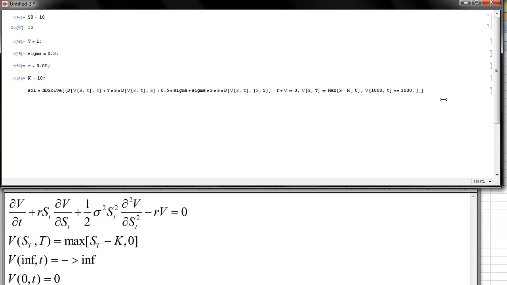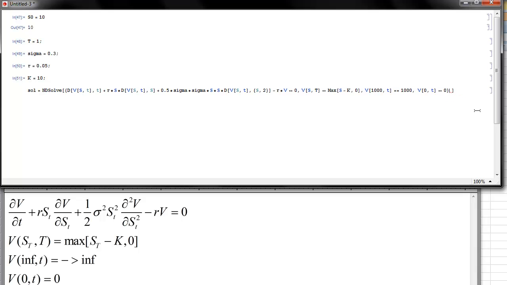And the last boundary condition says that if the spot price of the underlying is 0 at any time, the value of the call option also equals 0. Okay, and just afterwards, so this is one piece of code. This is just one block of the NDSolve function.